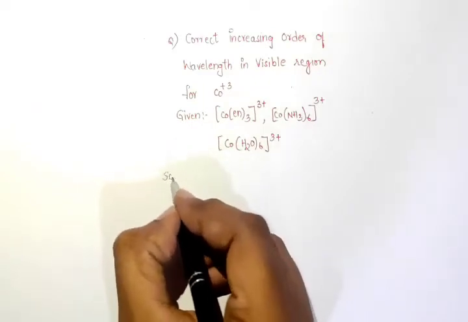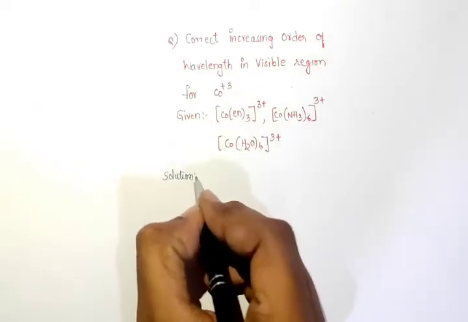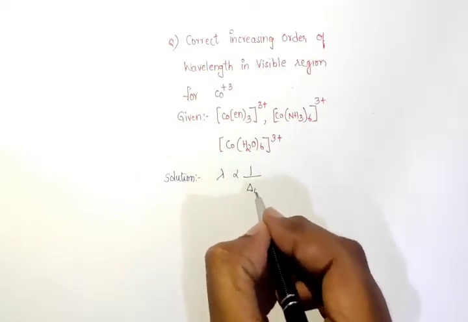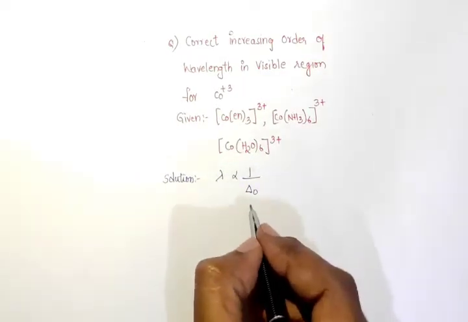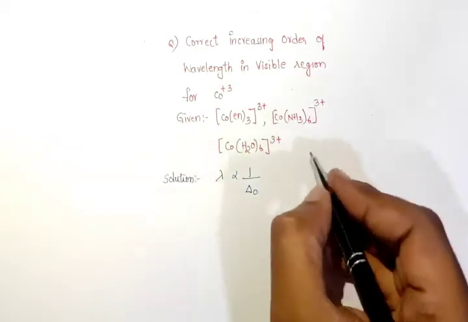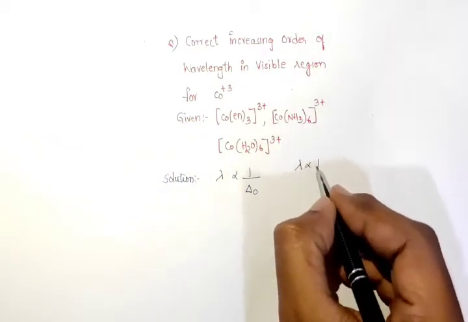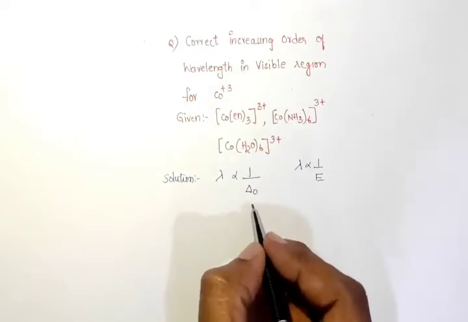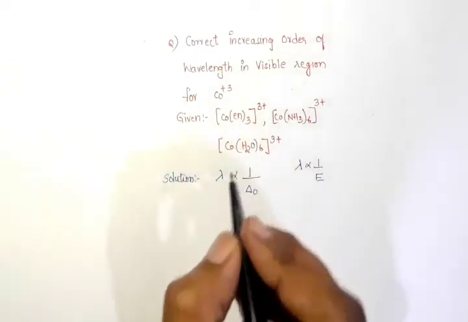So we know that wavelength is inversely proportional to delta O. What is delta O here? Crystal field stabilization energy. We always know that wavelength is inversely proportional to energy. Here energy is in the form of crystal field stabilization energy. So from this we can evaluate the answer.